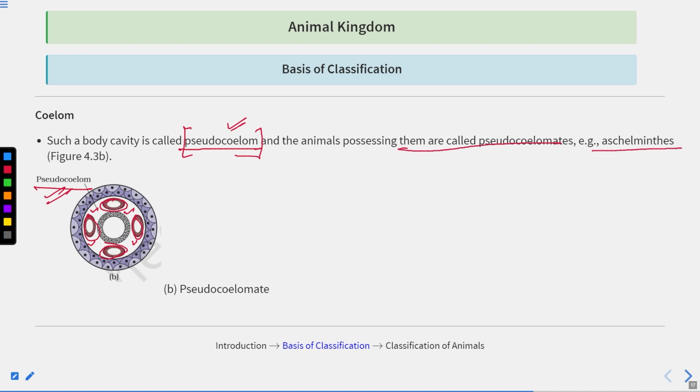For example, Aschelminthes. Very, very important. Aschelminthes, roundworms, for example Ascaris. That particular phylum has a pseudocoelom. You have to remember this. Pseudocoelom means false cavity. Okay, that is found in the case of Aschelminthes.